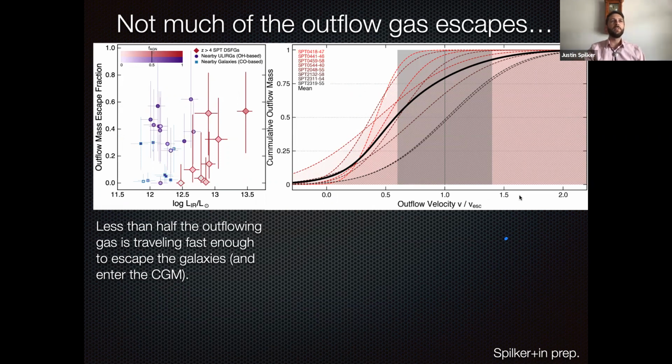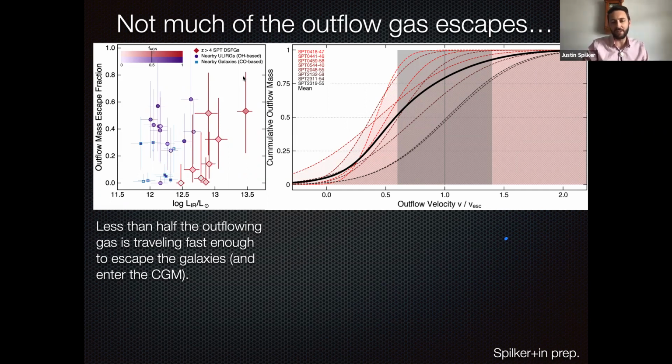And so this plot on the right is basically just showing, as a function of the velocity of the outflow compared to the escape velocity, how much of the outflow mass has been contained. Out here in this right half of the plot, that's all gas that is going to at least temporarily escape the galaxies, not necessarily the dark matter halos, just the galaxies, and live out in the circumgalactic medium. And on the left is a summary of those statistics.